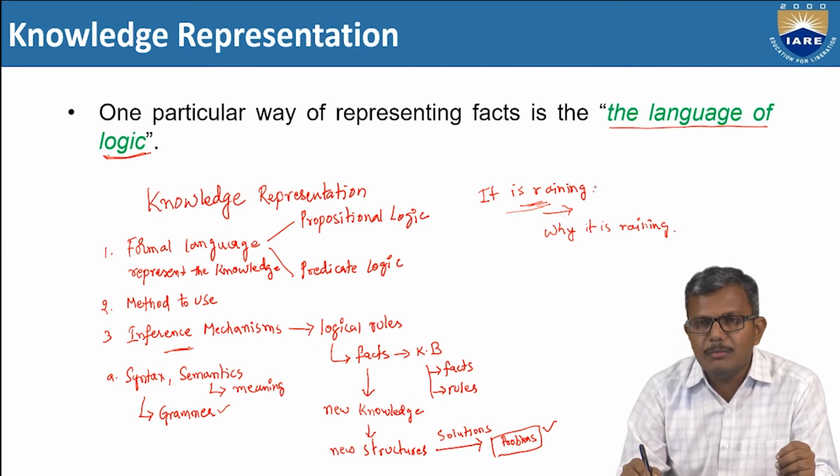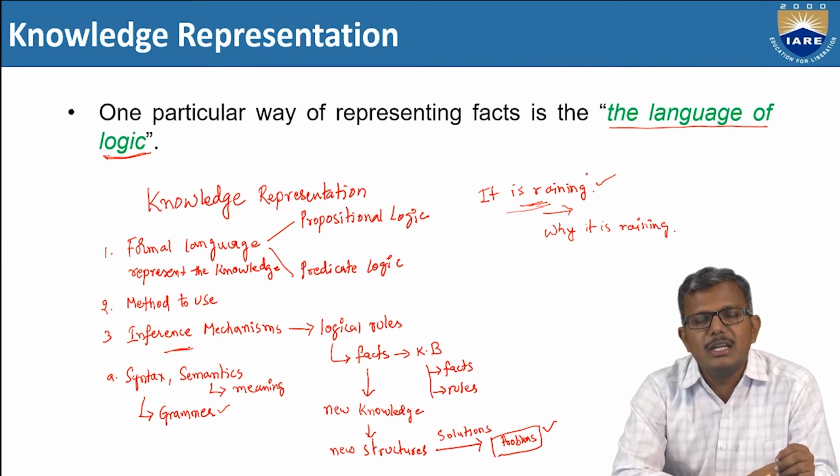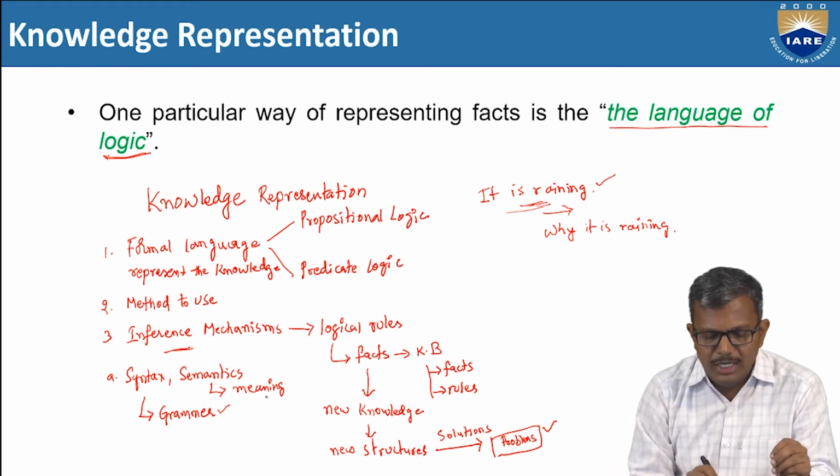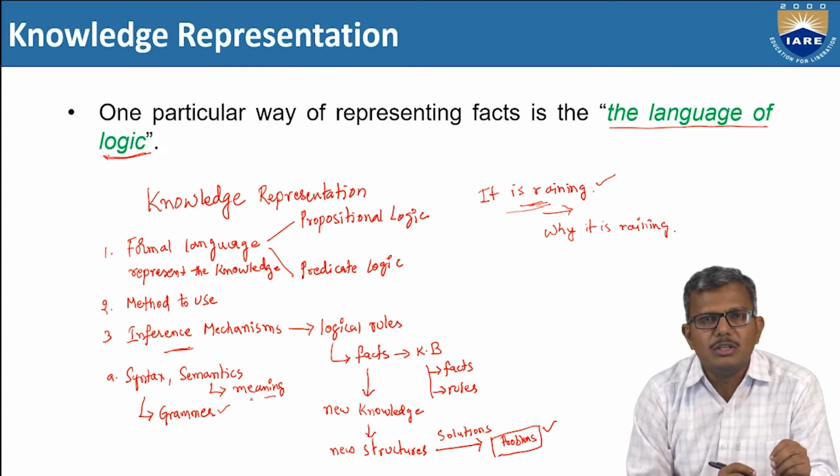Whenever I mention this statement, it is raining, we can easily understand what that sentence is telling us. It is raining. Of course, raining is happening outside. So what about the meaning? The meaning is also very good.